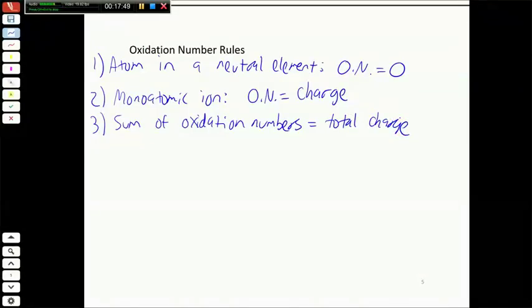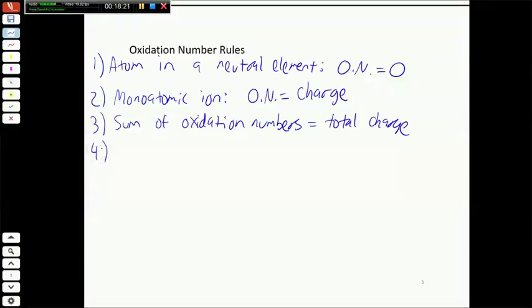So if you have a binary ionic compound that has positive and negative ions in it, the positive ions will have an oxidation number that's positive, the negative ions will have oxidation numbers that are negative, and then those two would have to add up to be 0, just like they would for any ionic compound. So whenever you have a compound that has more than one element in it, the sum of the oxidation numbers has to equal the total charge. Whether that's a neutral compound, it would be 0, or if it's a polyatomic ion, it would be whatever the charge of that ion is.